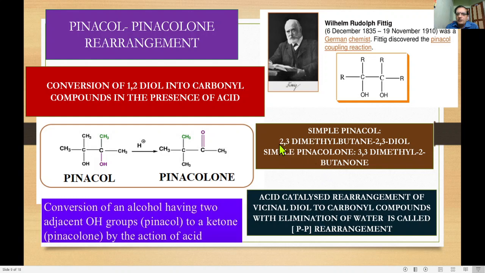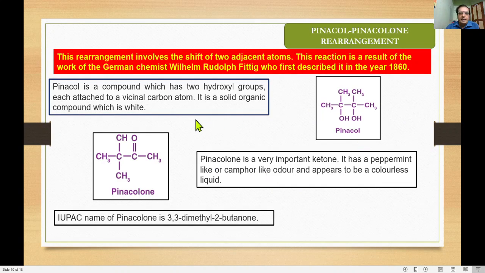So the simple Pinacol example here is 2,3-dimethylbutane-2,3-diol, and the simple Pinacolone is 3,3-dimethyl-2-butanone. So this is the simple conversion of Pinacol into Pinacolone in the presence of acid with mild heating, which will result in the conversion.